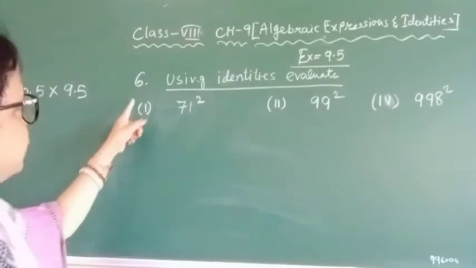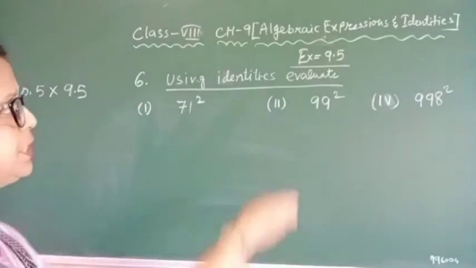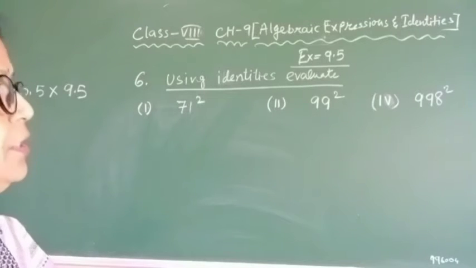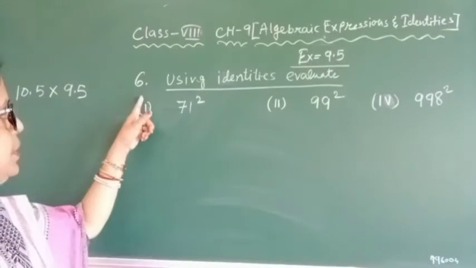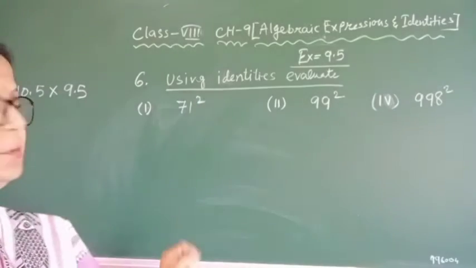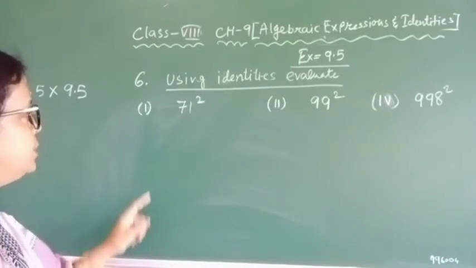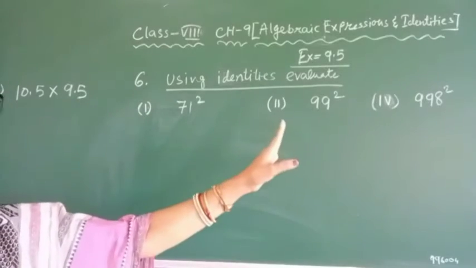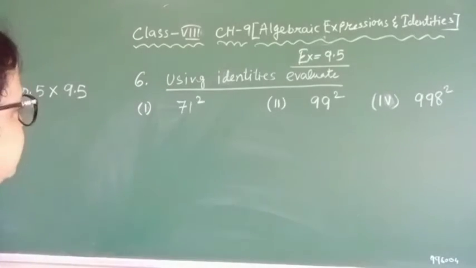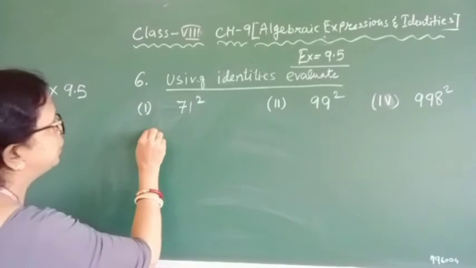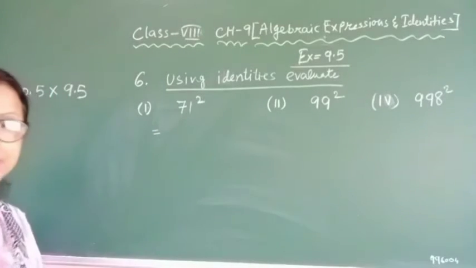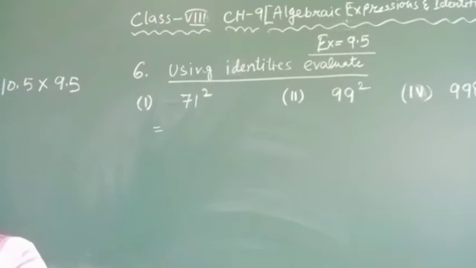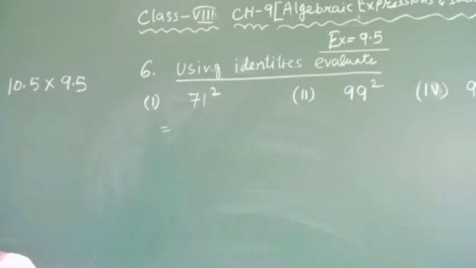Today we will do question number 6 from exercise 9.5, chapter 9, Algebraic Expressions and Identities. Question number 6: using identities, evaluate. Question number 1, 71 square, and in this way 99 square and so on. So the first one is 71 square, and you have to use identities. If you have to use identities, then what can we do here with 71 square?